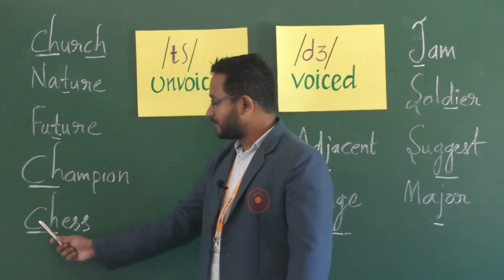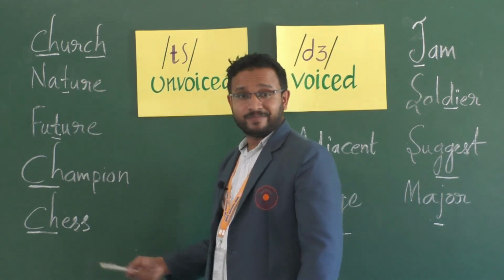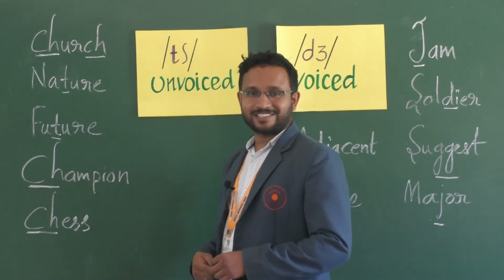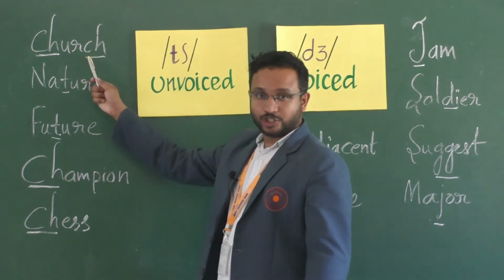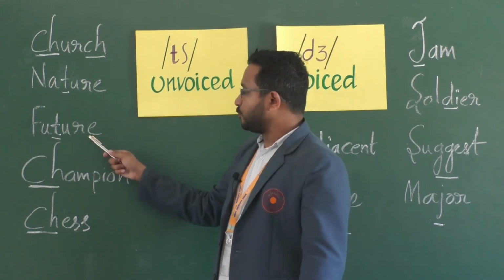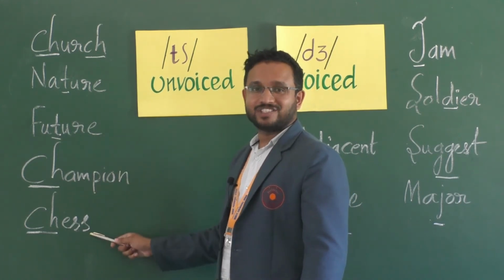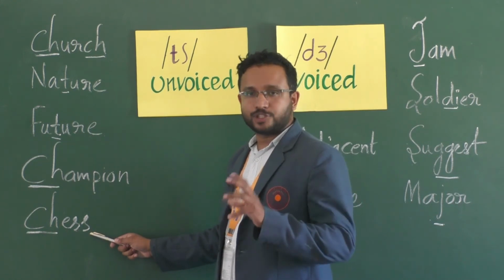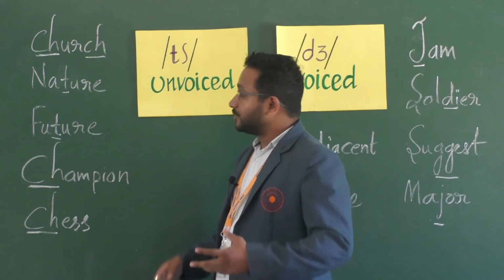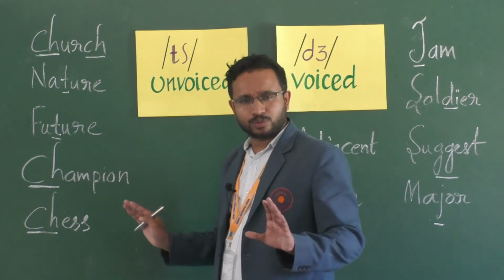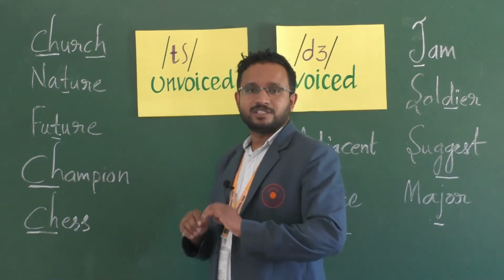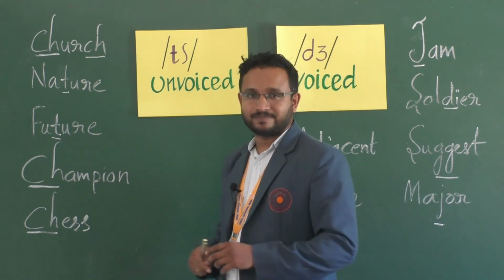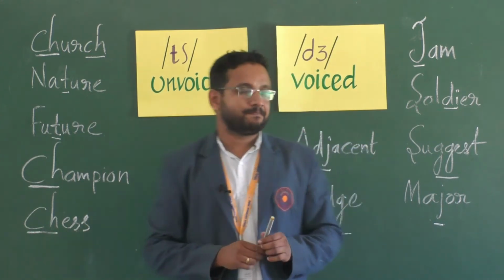Again, look at the letters C and H, right? How to pronounce it? Ch. Chess. So, ch. Church, nature, future, champion, and chess. Please don't give too much stress. Some of the students might pronounce it like champion, nature. No need to stress. It's as simple as nature. Church, future, champion, chess. All right? Okay.